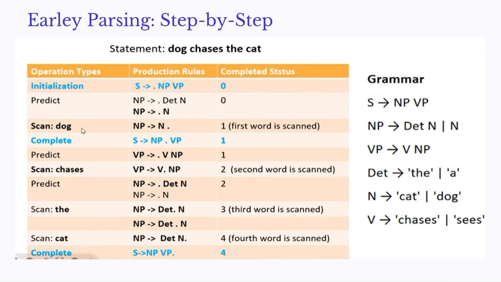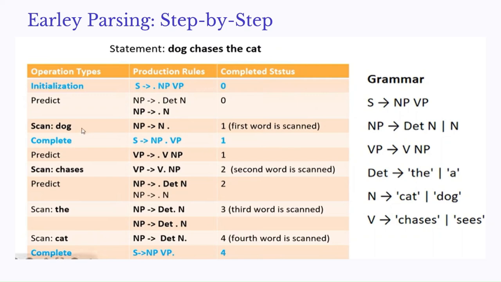So this is the example. We are taking one example here to explain the step-by-step procedure of Earley parsing. The sentence is: the dog chases the cat. First you can see the table is divided into operation types, production rules, and completed status. In operation types you first have initialization. Put the sentence. The grammar is given at the side. The sentence comprises a noun phrase and a verb phrase, so you write that and put a dot in front of the noun phrase.